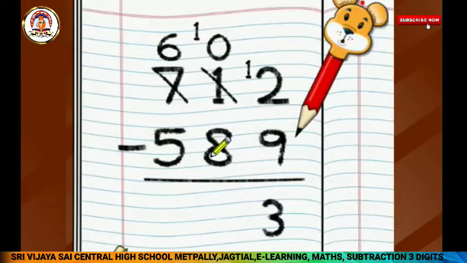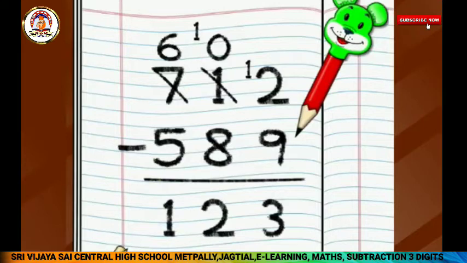Now from 10 I can easily remove 8. From 10 I remove 8: 9, 10. So it becomes 2. Right? 10 minus 8 is 2. Now you come back to the 100 position. Don't look at 7, this is crossed. It has become 6. So now do 6 minus 5, which is equal to 1.